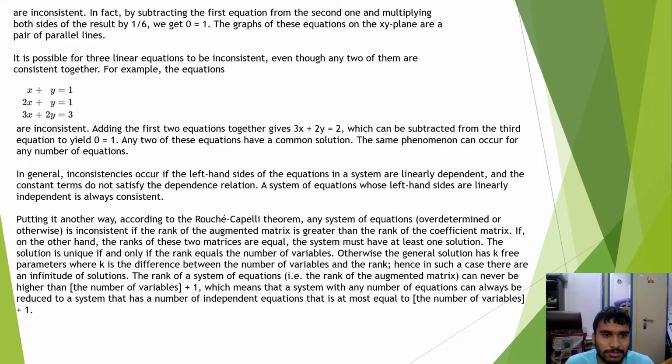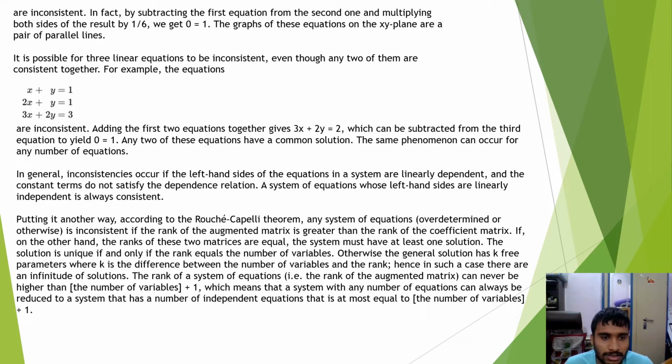It is possible for three linear equations to be inconsistent even though any two of them are consistent together. For example, these three equations are inconsistent. Adding the first two equations together gives 3x plus 2y equals 2, which can be subtracted from the third equation to yield 0 equals 1. Any two of these equations have a common solution. The same phenomenon can occur for any number of equations.